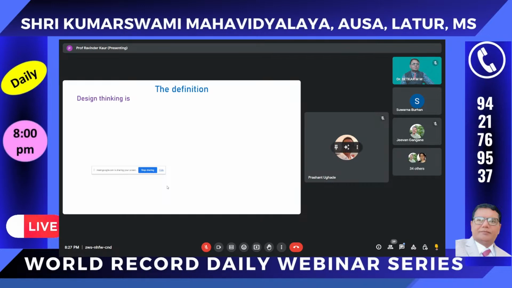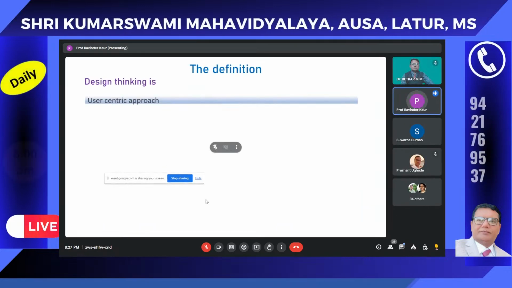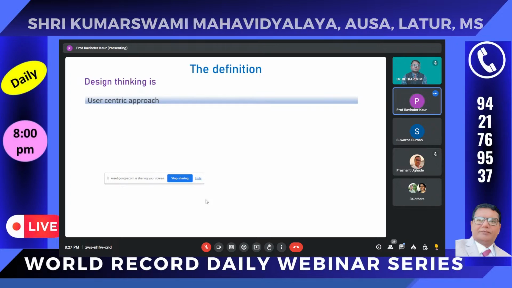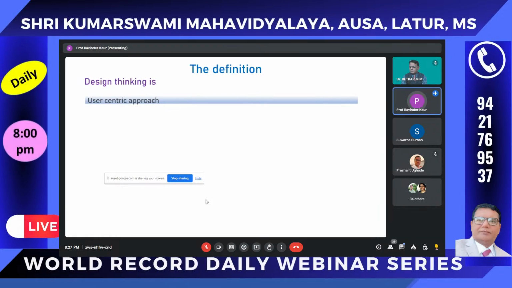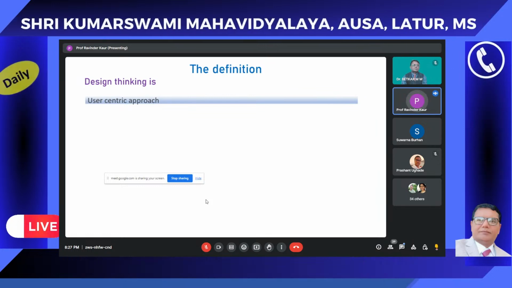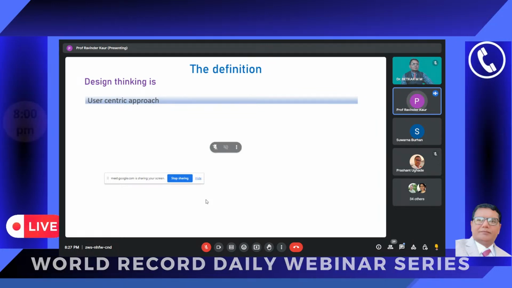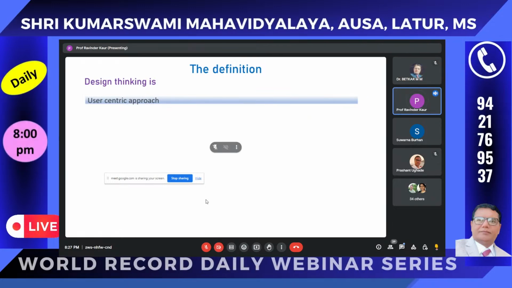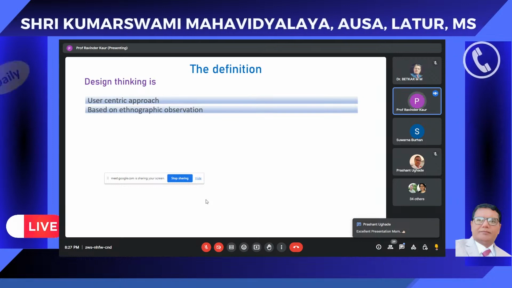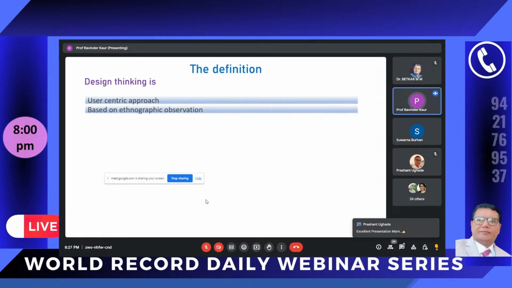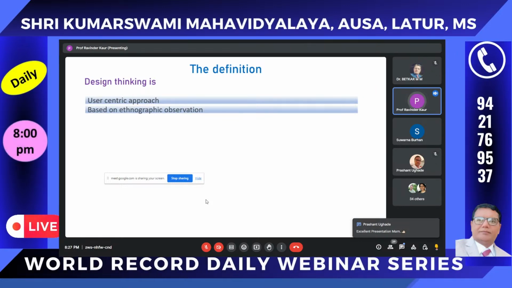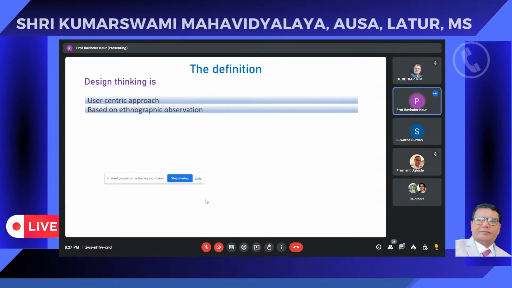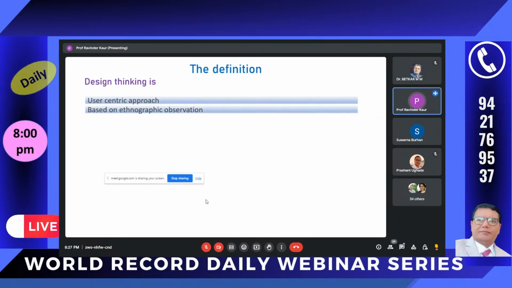So design thinking is a very user-centric approach. The main thing is we are being empathetic and we are depending upon the ethnography of the people, where they are staying, what is their job, what problems they can face. So it's an ethnographic observation. So we are not making a product or a system on our own, but it is all based on observations and what is best for any human being.